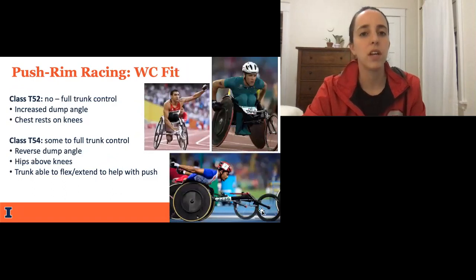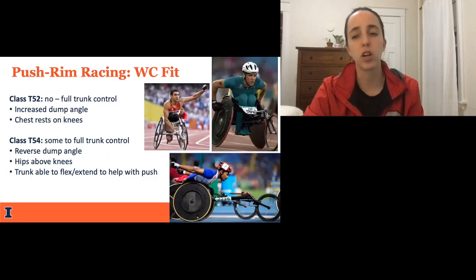So wheelchair fit kind of depends on the ability of the athlete and how much trunk control they have. Like I said before, this T52 class can get a little bit confusing, especially considering their diagnoses are a pretty wide range. So these are kind of like the classic T52 class. These men are both both people with spinal cord injuries who have quadriplegia.